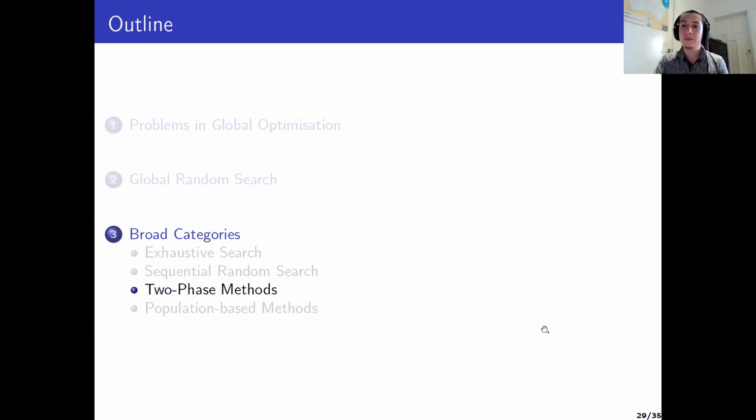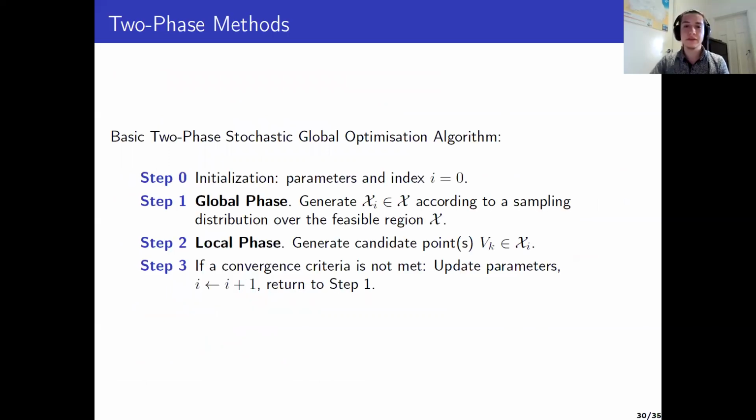Other methods that we might mention fall into the category of two-phase methods. The two-phase stochastic global optimization algorithms follow this basic structure. At step 0, all values are initialized and we get a starting point and a starting index. Then we go iteratively through two phases, a global phase and a local phase. In the global phase, we generate a subset of our feasible region according to a sampling distribution. In the local phase, we generate candidate points from this subset of the feasible region. If a convergence criterion is not met, then we update parameters, we update our index, and we return to step 1 and iterate.